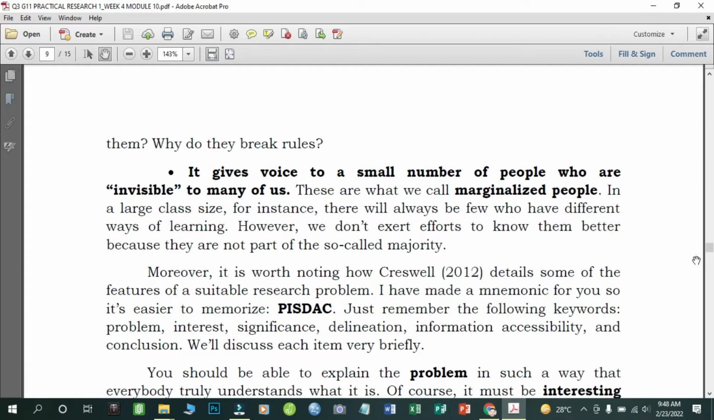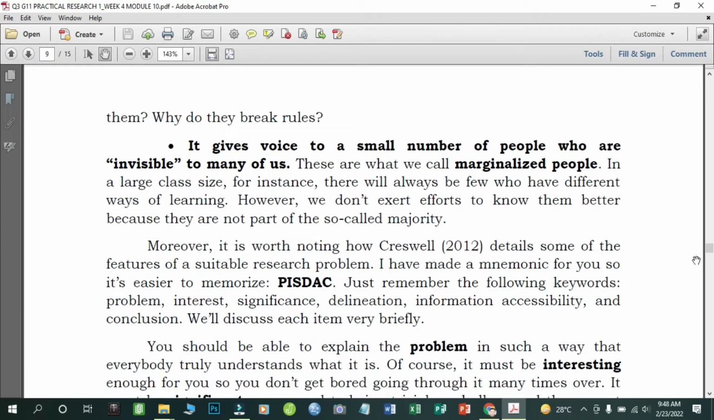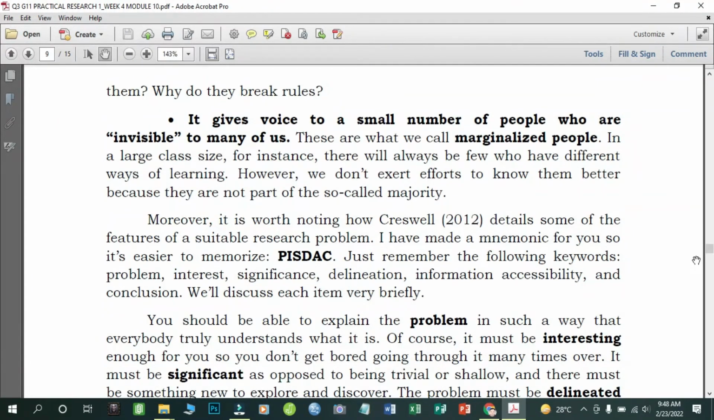Moreover, it is worth noting that Creswell details some of the features of a suitable research problem. I have made a mnemonic for you to memorize. This is the PISDAC. Just remember the following keywords: problem, interest, significance, delineation, information accessibility, and conclusion.